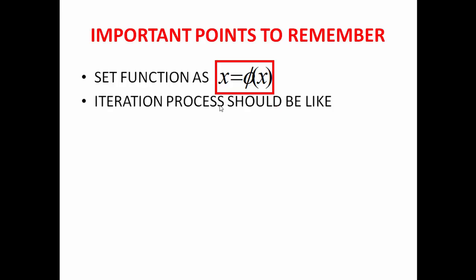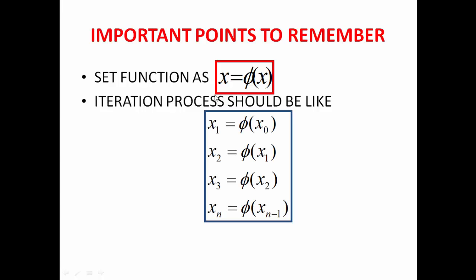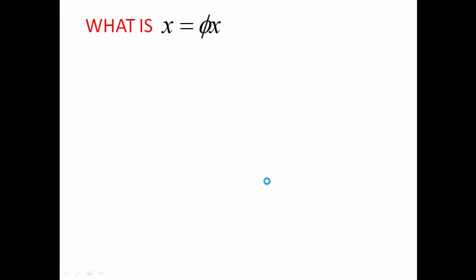The iteration process should be like x1 equals phi x0, x2 equals phi x1, x3 equals phi x2, and xn will be equal to phi xn minus 1.